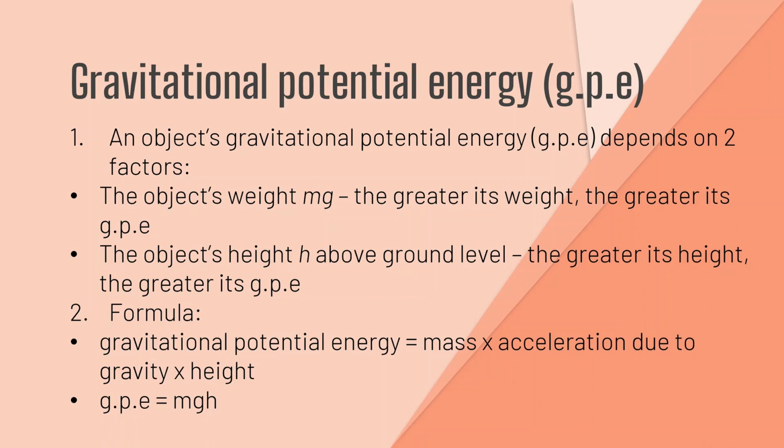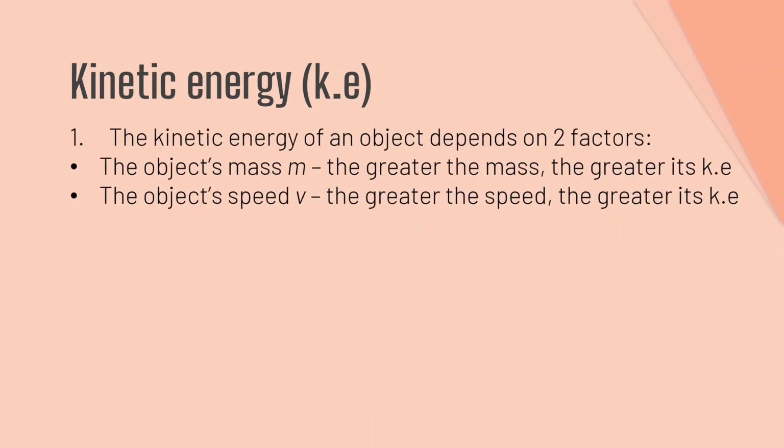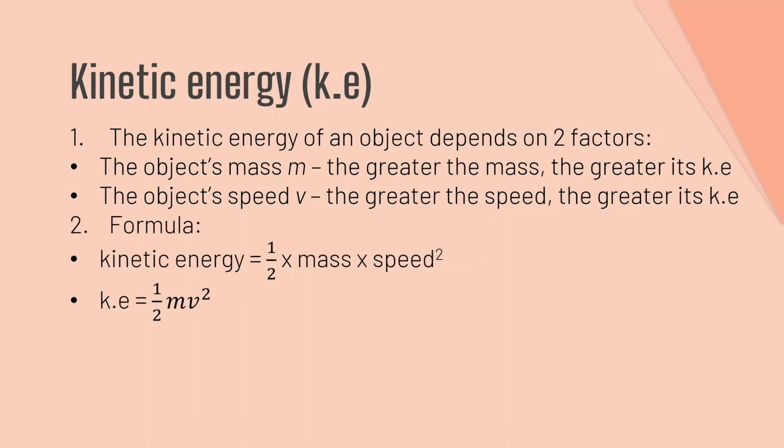Next up is kinetic energy. The kinetic energy of an object depends on the object's mass and its speed. The formula for kinetic energy is 1/2 times mass times speed squared.